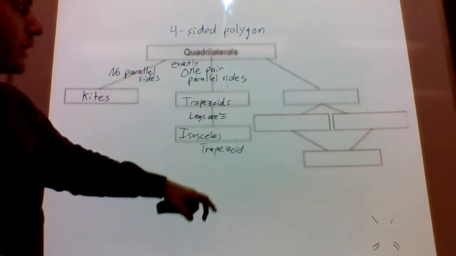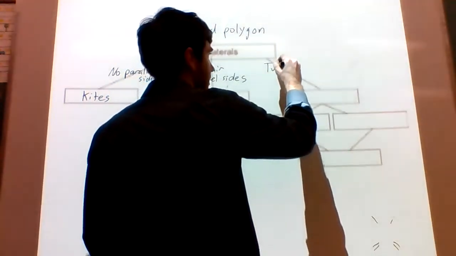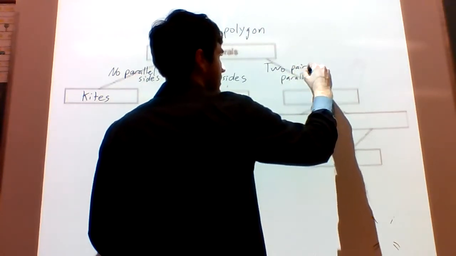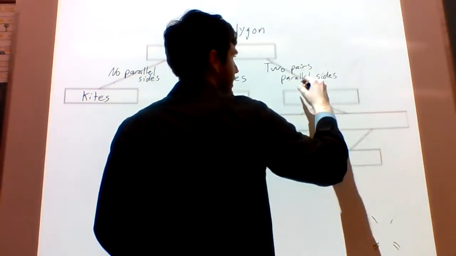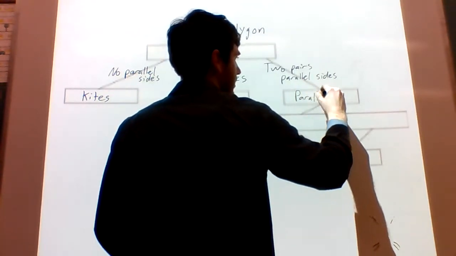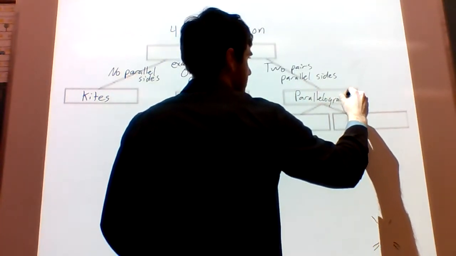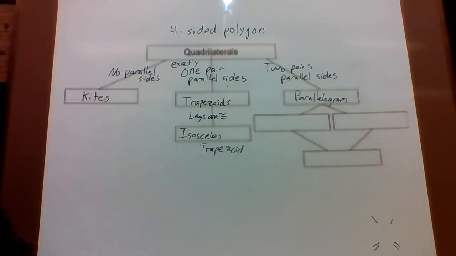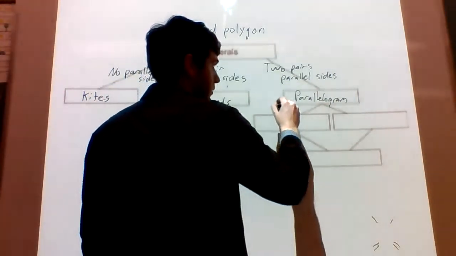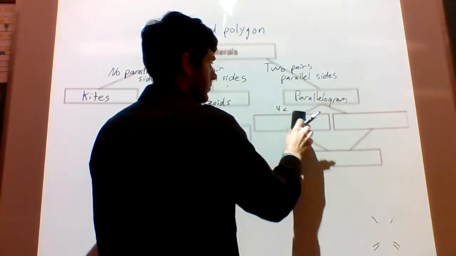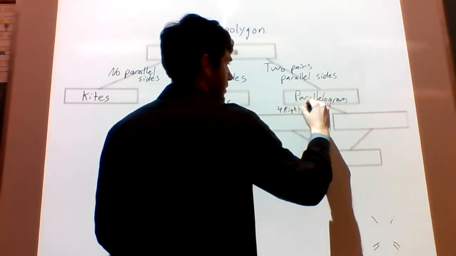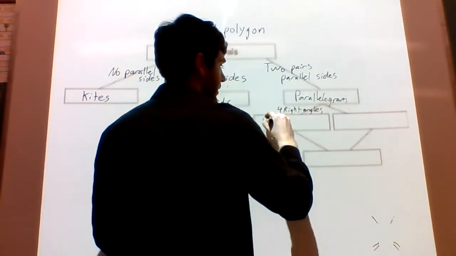Here we have 2 pairs of parallel sides. We call those parallelograms. Make sure I spell it right. Parallelogram. If a parallelogram has 4 right angles, it's going to be a rectangle.